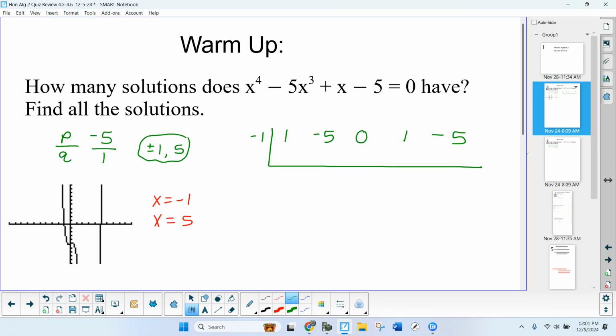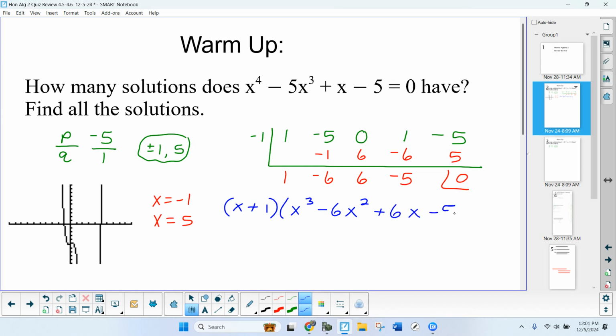Let's try this now. What do you bring down? 1. Multiply, -1, add, 6, multiply, 6, add, 6, multiply, -6, add, -5, multiply, 5, add, 0. Okay, so did it work? Yeah. So what is this as a factor? X plus 1, and you started with x to the 4th, so this would be x cubed minus 6x squared plus 6x minus 5. Okay, does that factor at all? No. So what'd you do next?